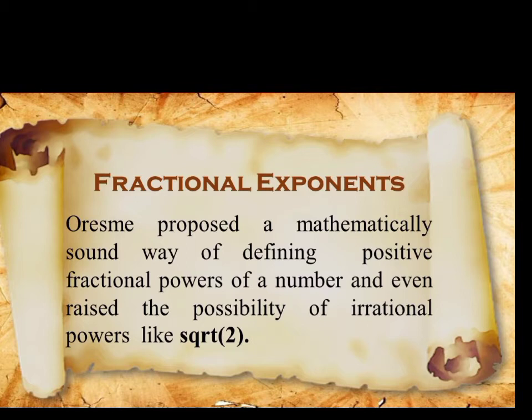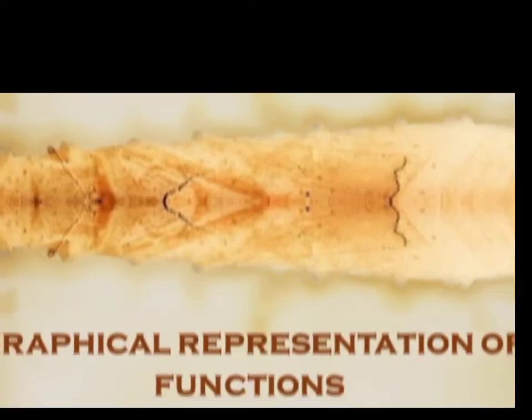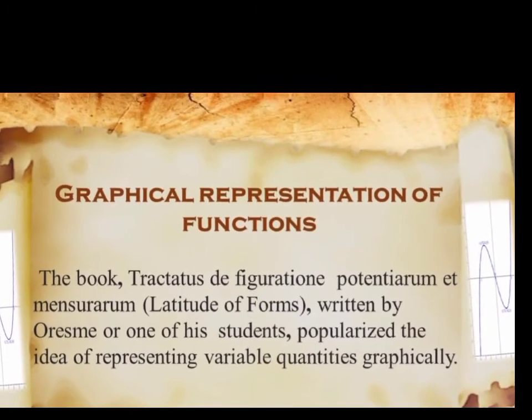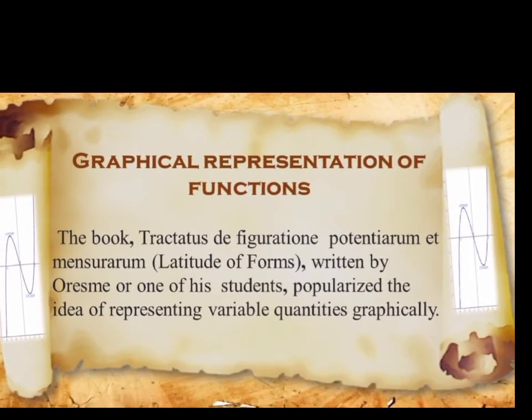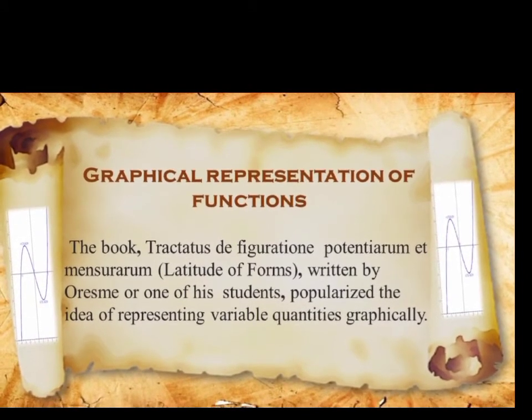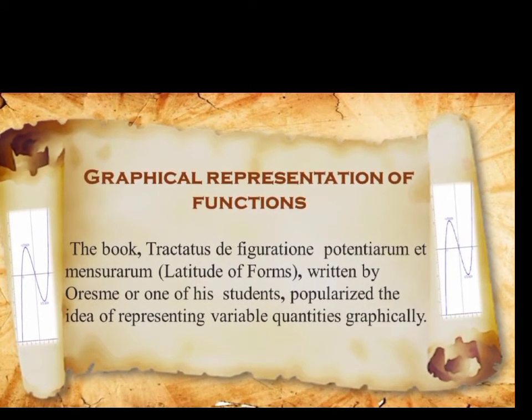and even raised the possibility of irrational powers like square root. Second is graphical representation of functions. The book Tractatus de Figuratione Potentiarum et Mensurarum, Latitude of Forms, written by Oresme or one of his students, popularized the idea of representing variable quantities graphically.